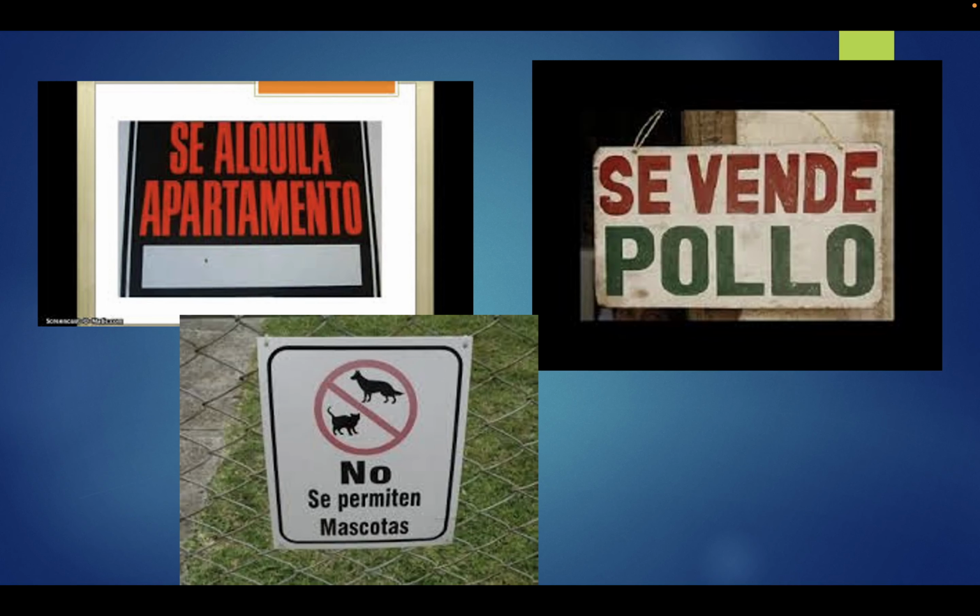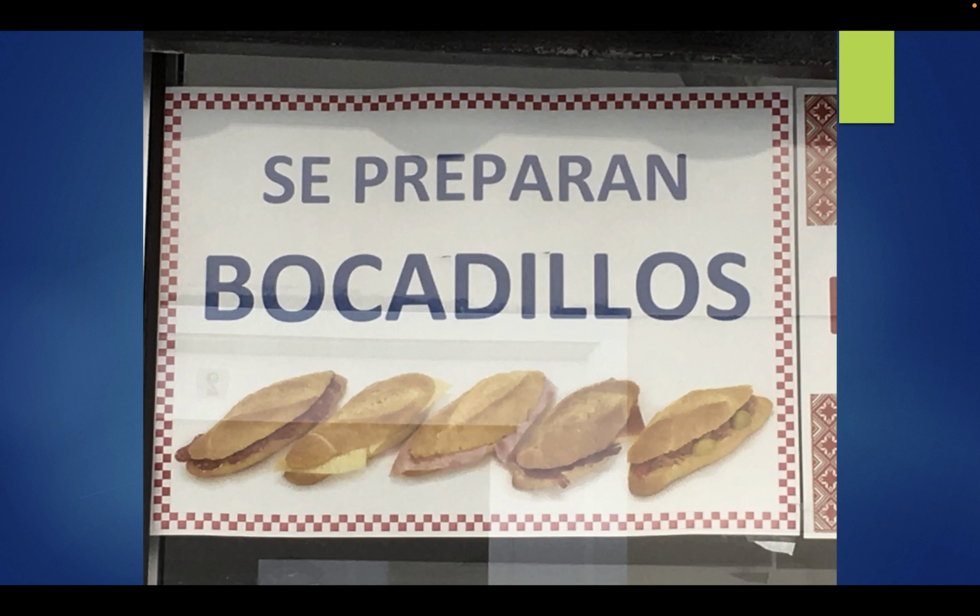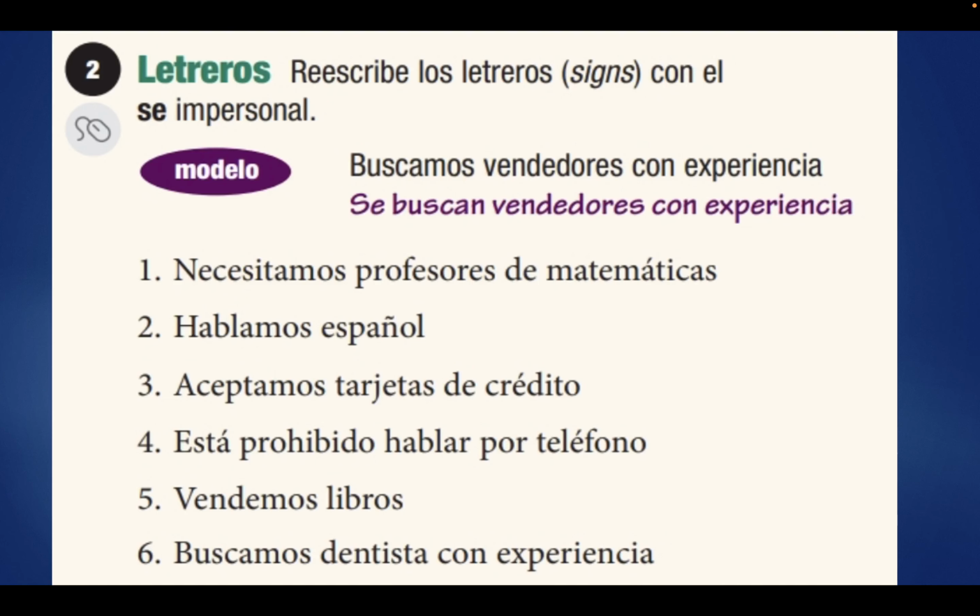Okay, so just some examples. Some others. Se vende pollo. Se alquila apartamento. So chicken is sold. The apartment is for rent. And no se permiten mascotas. Pets are not permitted. You see these a lot in real life on signs and whatnot. I took this picture actually in Spain. Se preparan bocadillos. Sandwiches are prepared. In this case, instead of sandwich, they use the word bocadillo in Spain for sandwiches. So se preparan bocadillos. Sandwiches are prepared.